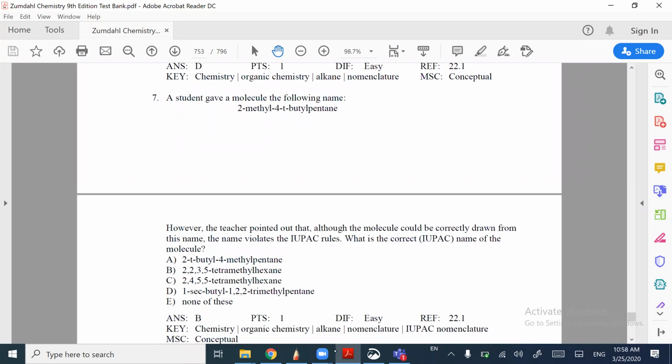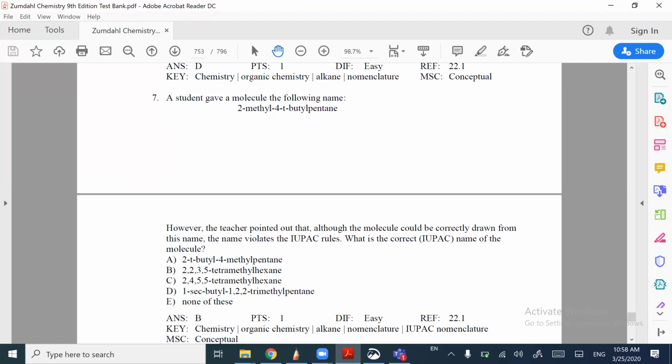A student gave the molecule the following name: 2-methyl-4-tertiary butyl pentane. However, the teacher pointed out that although the molecule could be correctly drawn from this name, the name violates the IUPAC rules. What is the correct IUPAC name for this molecule?